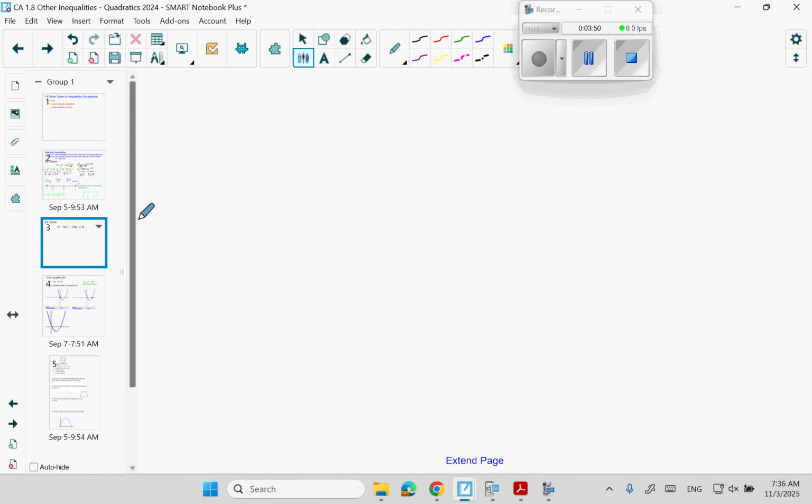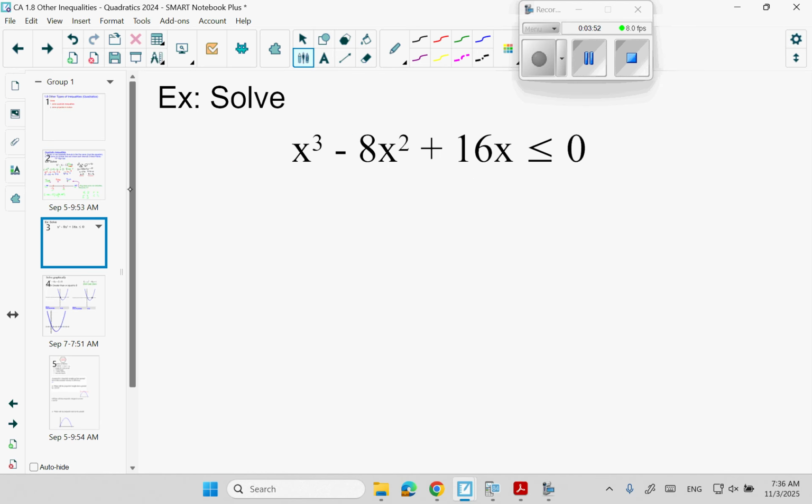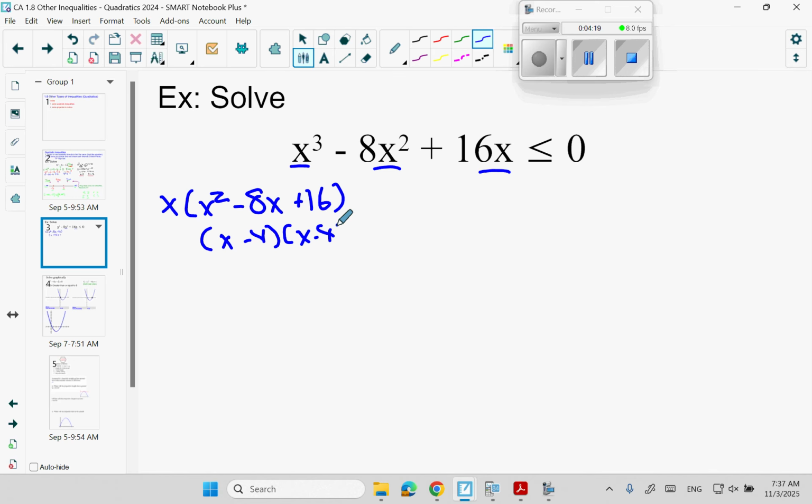Let's try another one. Here we have x cubed minus 8x squared plus 16x. I have a degree of 3, so the fundamental theorem of algebra says I might have 3 different answers. So I could end up dividing my segment into 4, or not. We'll see how it goes. Well, I can see that I have an x in every term, so I'm going to factor out an x. What multiplies to 16 and adds to negative 8? Well, that would be negative 4 and negative 4. So I'm going to get x times x minus 4 quantity squared.